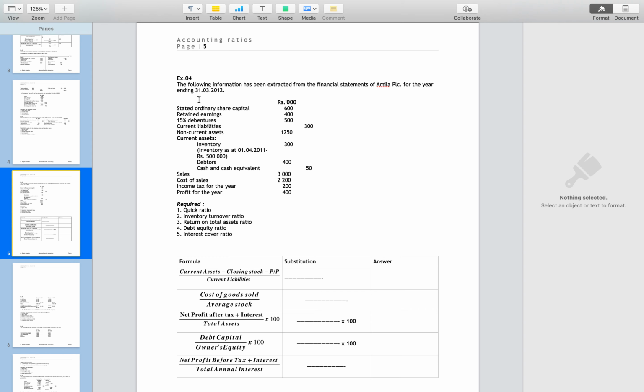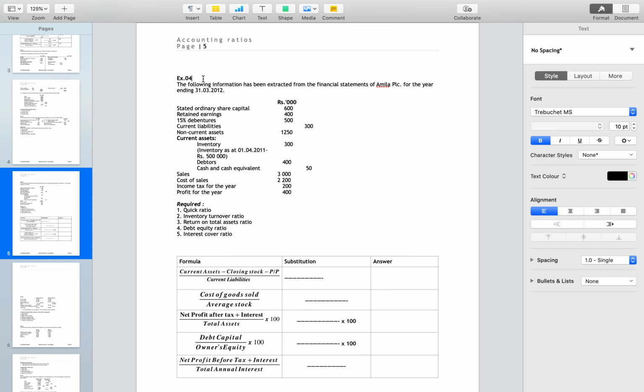Right, so guys, now let's finish off the first past paper over here. Question number 4, if I'm not mistaken, will now be advanced levels. Right, 2012 question.